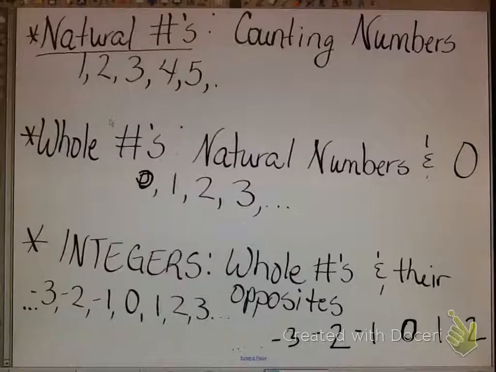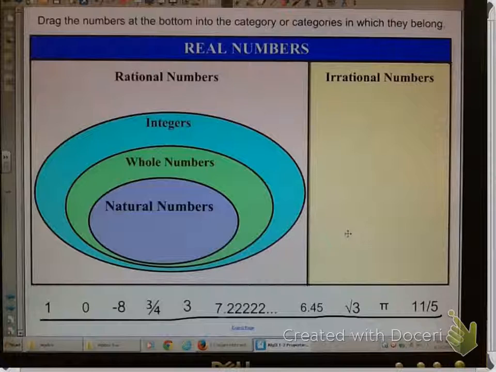Okay, so let's go back to that original picture that I had here. Let's look at the number 1. Well, 1 is going to go into several different categories. It's a natural number. Well, we know that whole numbers are just the natural numbers, and then they include 0. So integers are the whole numbers and their opposites. So if 1's a natural number, it's also a whole number, and it's also an integer. So 1 is a natural number, it is a whole number, it is an integer, it is a rational number, and of course it's a real number.